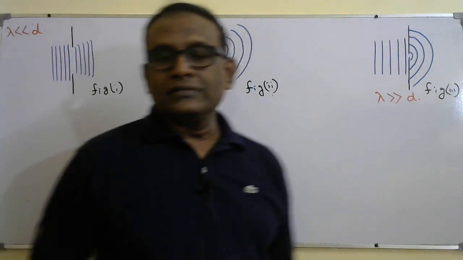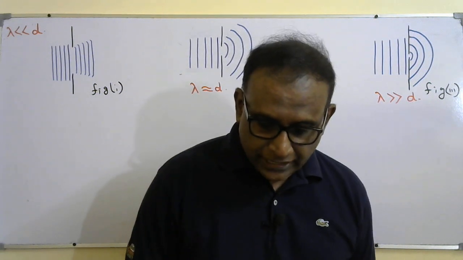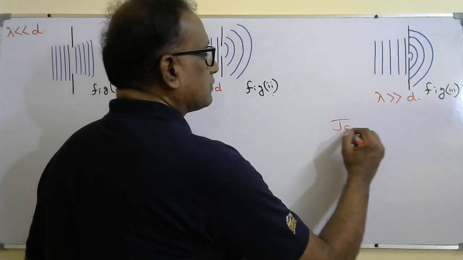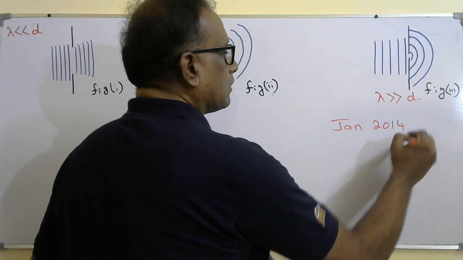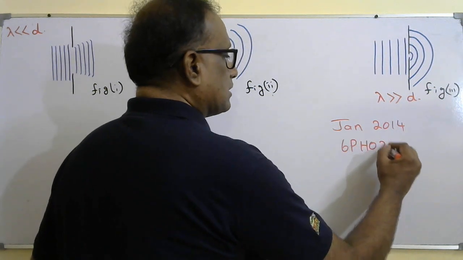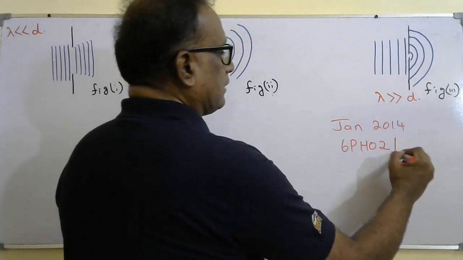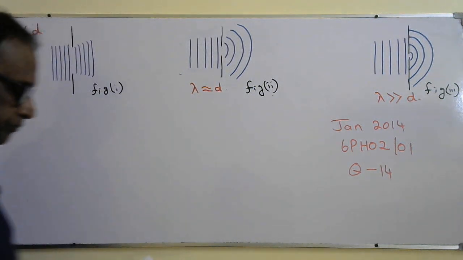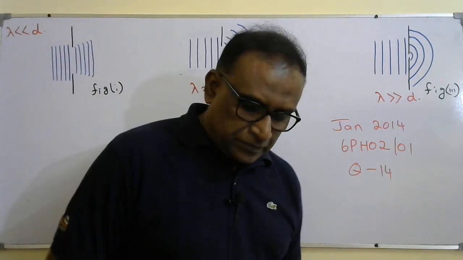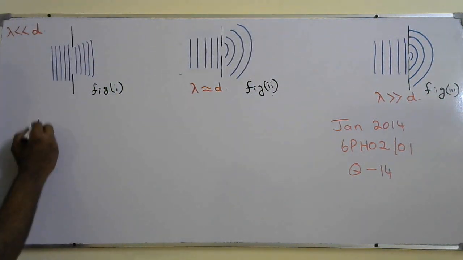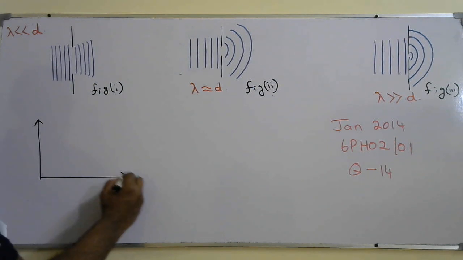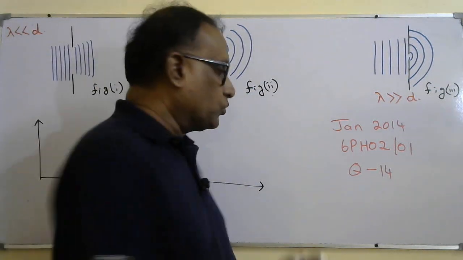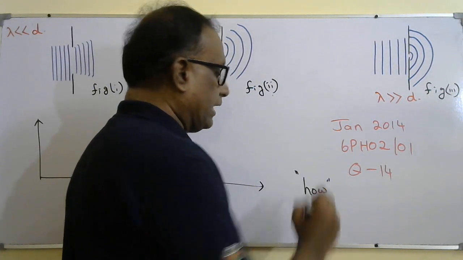Okay, so related to these ideas, there were questions in the Edexcel IAL past papers. January 2014, 6PH0201 paper, question 14. Two graphs are given, like distribution graphs, though I'm not drawing exactly the same graph. One graph is for a male voice and the other for a female voice. The question is about the word 'how' said by a male and a female.